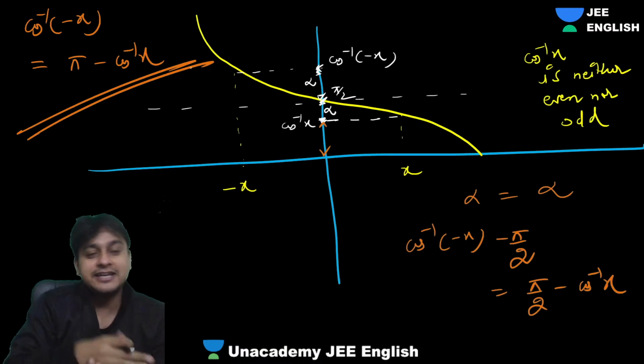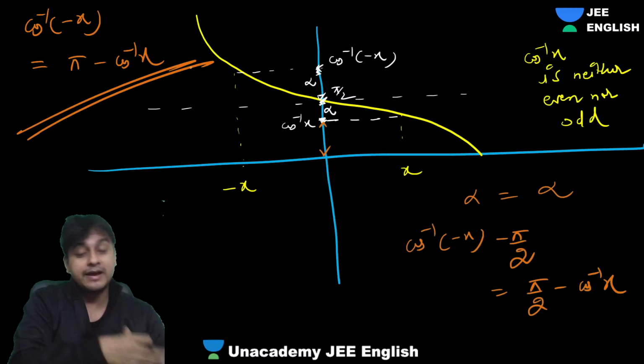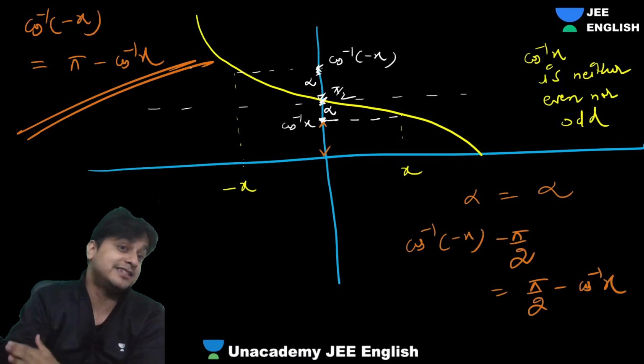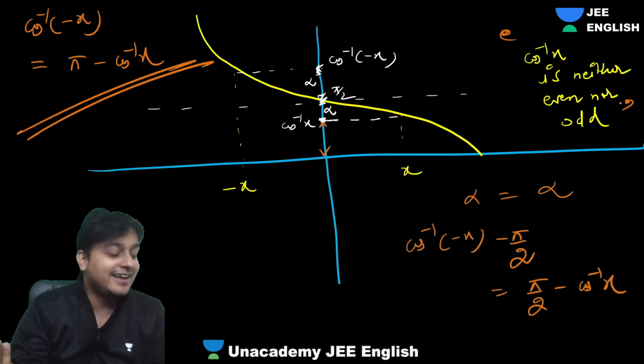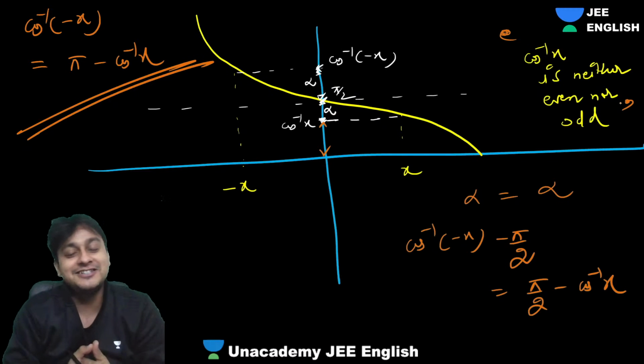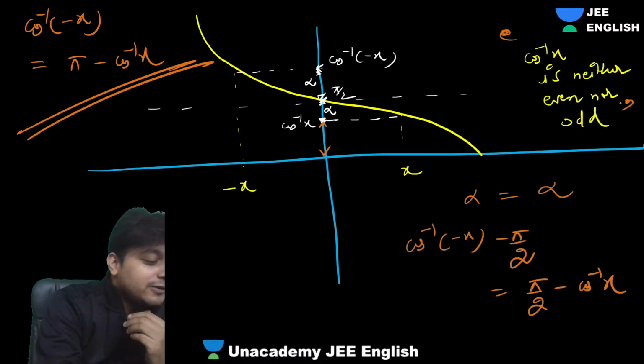Sine inverse of minus x is minus of sine inverse x, right? But here it is pi minus cos inverse x. So we can see here it is neither even nor odd. You don't have to memorize things. No rote learning is required. Conceptually, you have to learn the concepts.